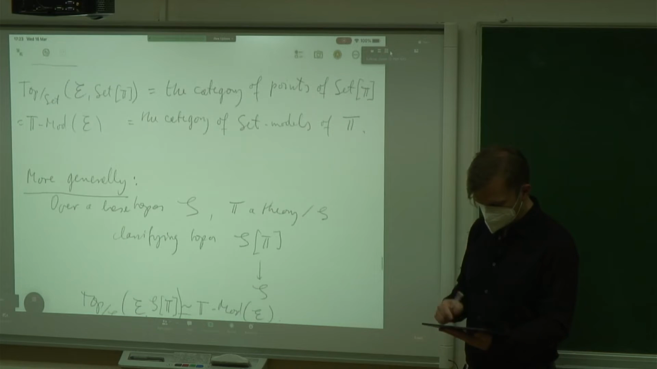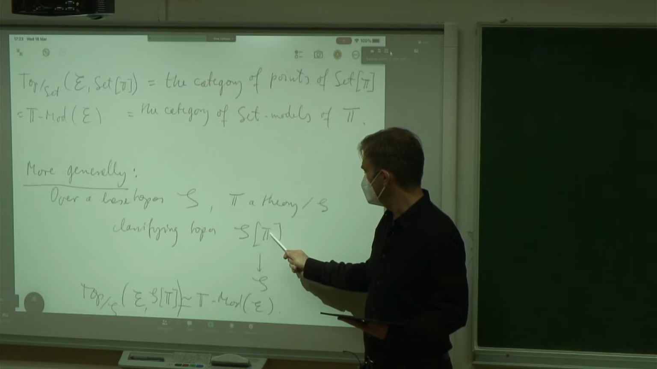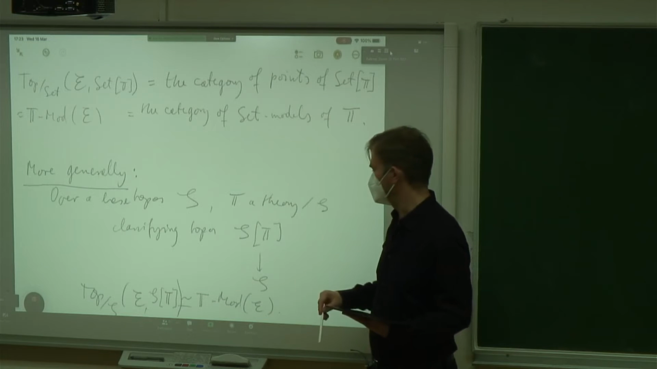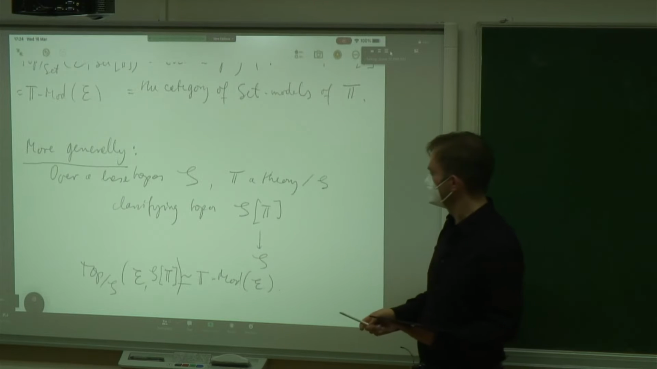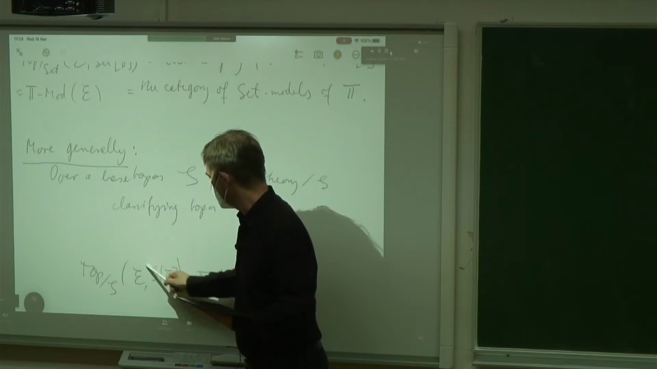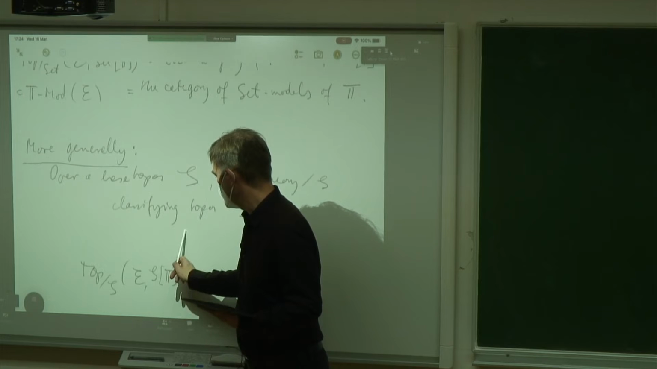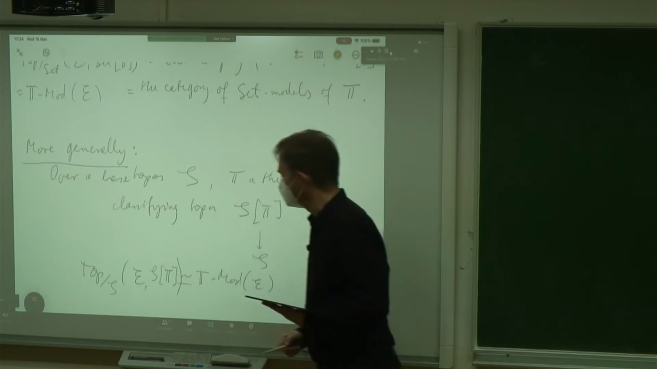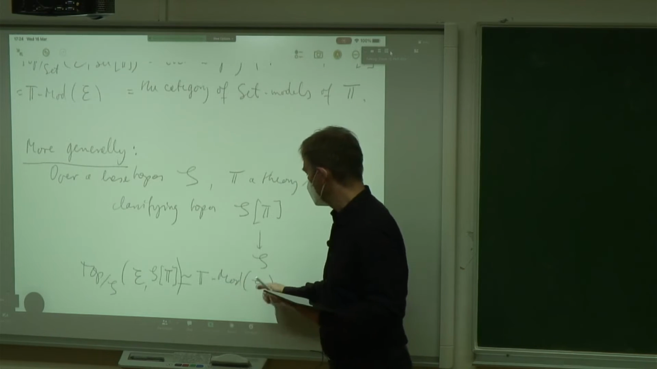Then you have this situation: the classifying topos S⟨T⟩ is a topos over S, so it has a geometric morphism into S, and the above equivalence becomes topos morphisms over S. So these are triangles, right? E must be over S, and this guy is over S, and you're looking at triangles like that. Okay, so these relative topos morphisms from E to S⟨T⟩ correspond to T-models in E.